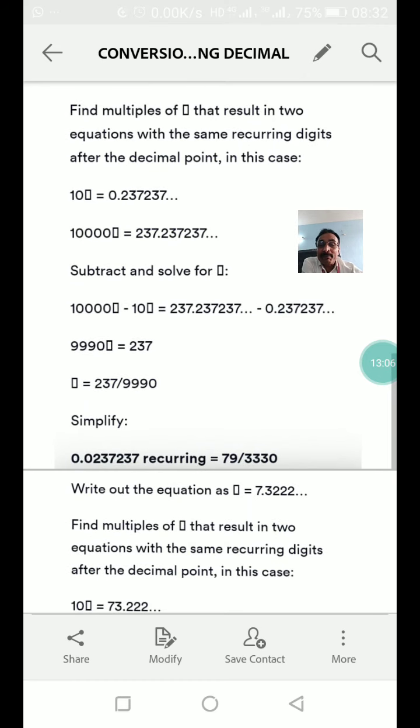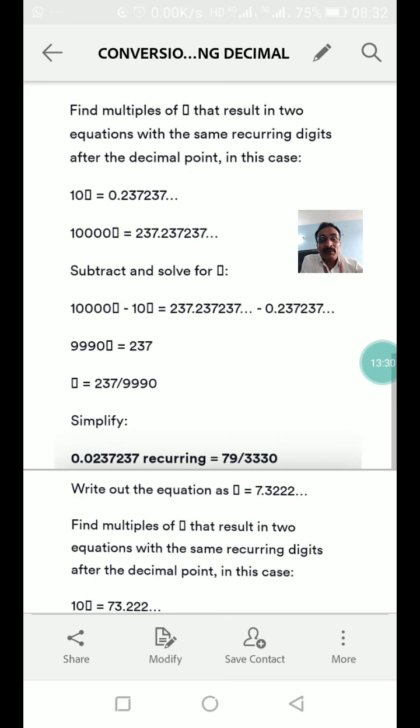After simplifying, the HCF of 237 and 9,990 is 3, and dividing both numerator and denominator by 3, you get x equal to 79 by 3,330. Now let us take another example.